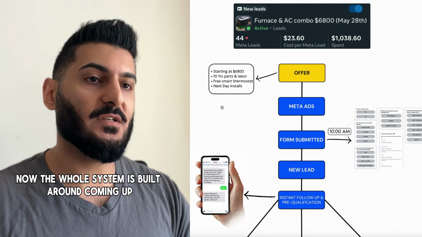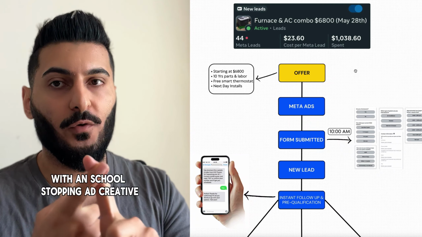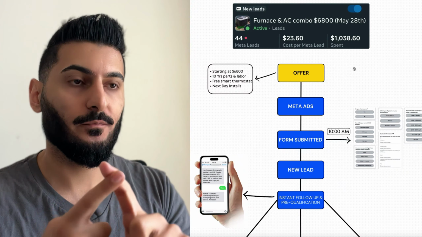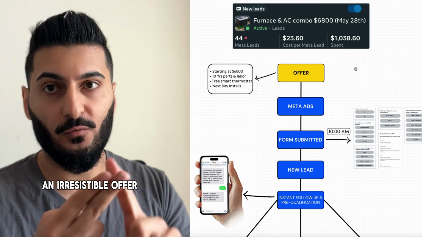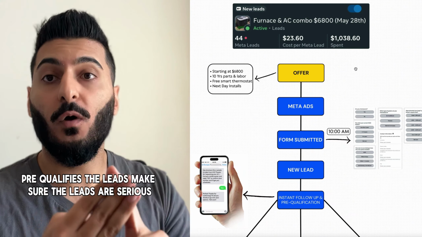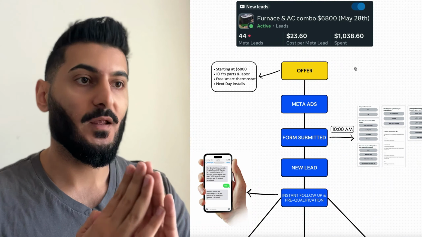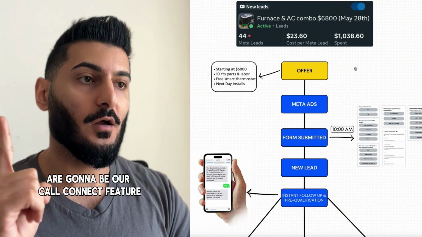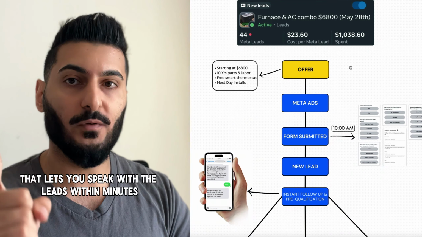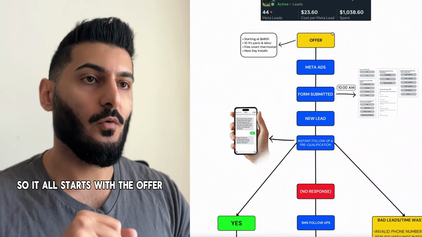Now, the whole system is built around coming up with a scroll-stopping ad creative, and an irresistible offer, with our backend automation that follows up, pre-qualifies the leads, and makes sure the leads are serious before we send them over to our end clients. And the most important thing is our Call Connect feature that lets you speak with the leads within minutes. So it all starts with the offer.